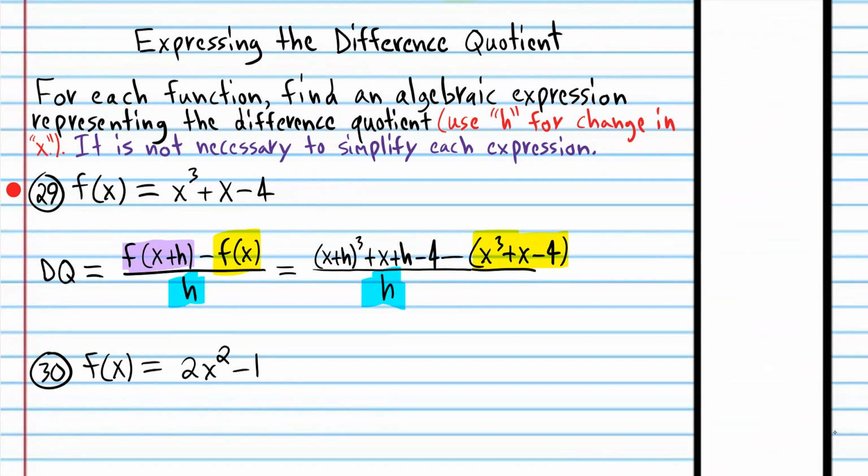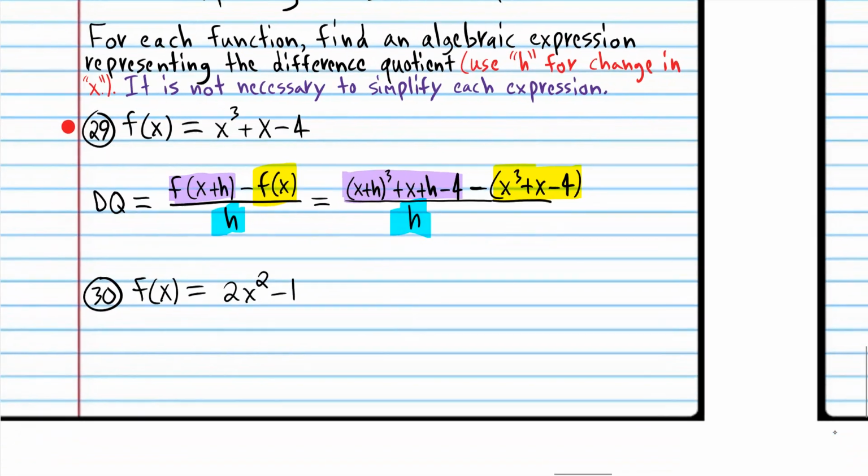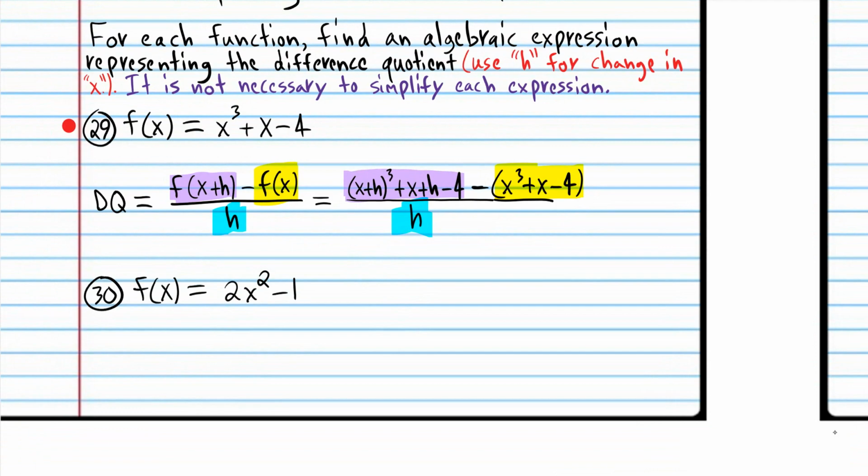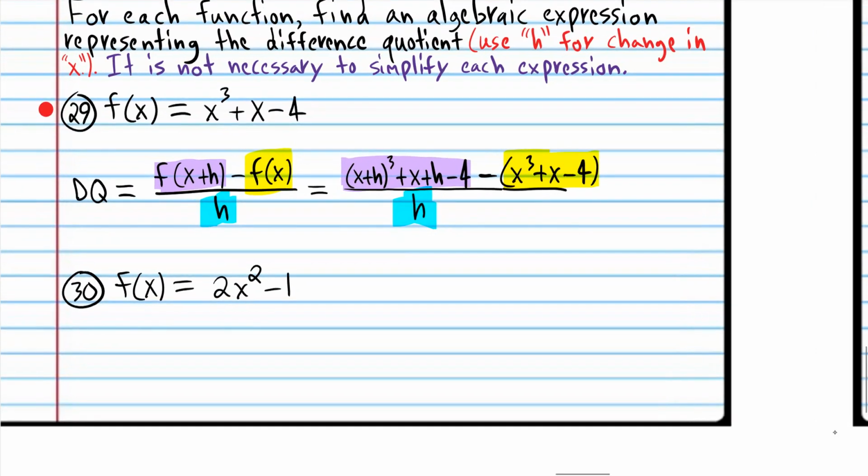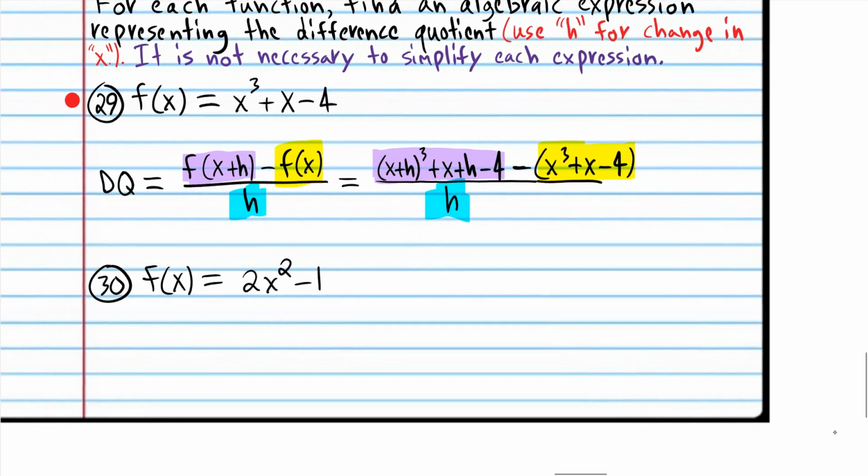So this is f of x plus h. I was writing a little small there. And we could simplify that. We could definitely simplify, but the problem tells us specifically not to simplify.